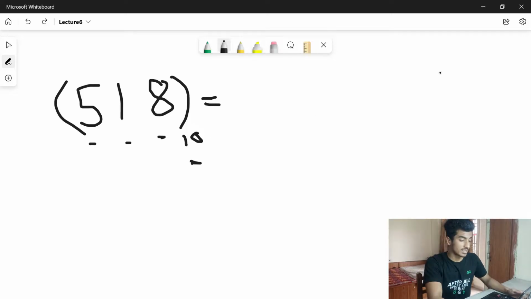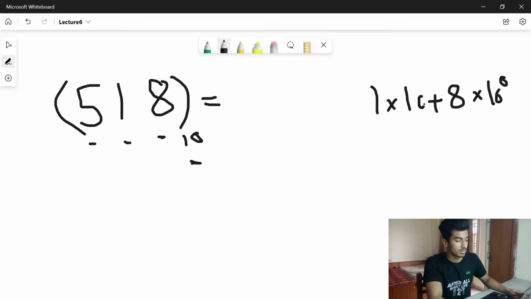So we write it as 8 into 10 to the power 0, because 10 to the power 0 means 1. After that we have 1 on the tens place, so I can write it as 1 into 10 to the power 1, and after that 5 on the hundreds place, so 5 into 10 to the power 2, that is 100. As you can see, the power is increasing by 1, and that is a power of 10 because there are a total of 10 possible values.